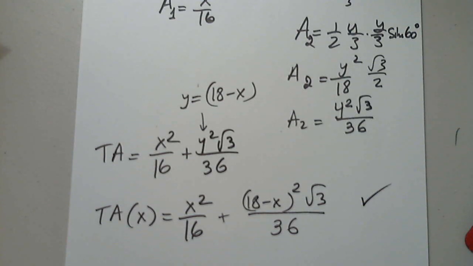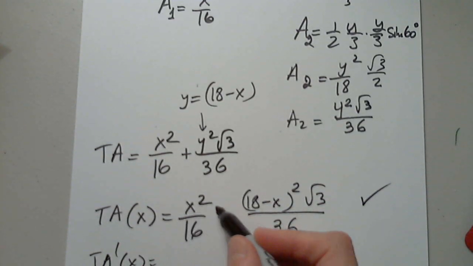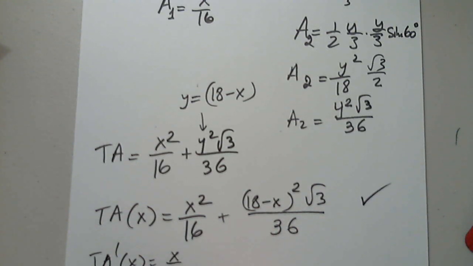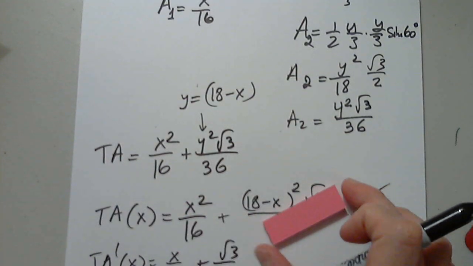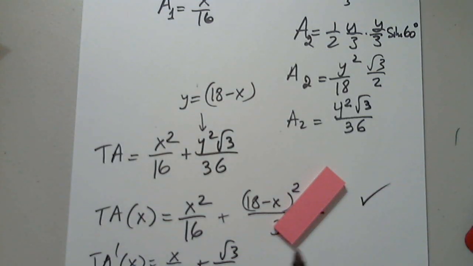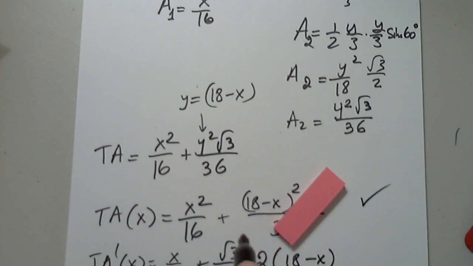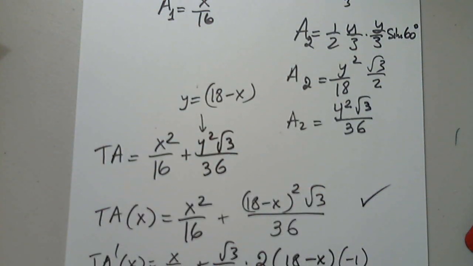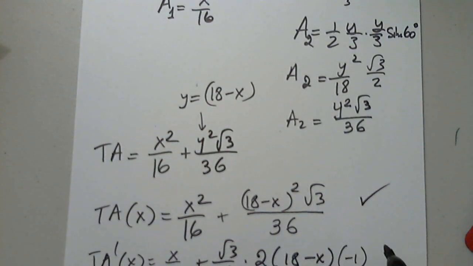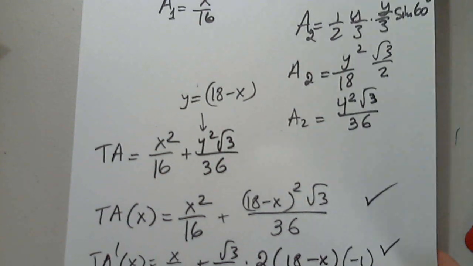You get the prime of that. Yes. TA prime will be 2x over 16, so it's x over 8, plus the square root of 3 over 36, because I'm not going to differentiate this. It's a constant in front of the function. And I differentiate this to 18 minus x to the 2 minus 1 times the inner function prime, which is -1. Okay, I have the function, I have the derivative. Good, lucky me. Now what?